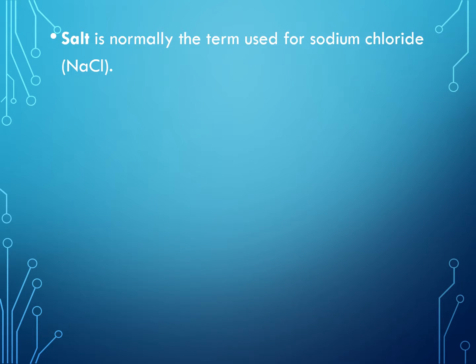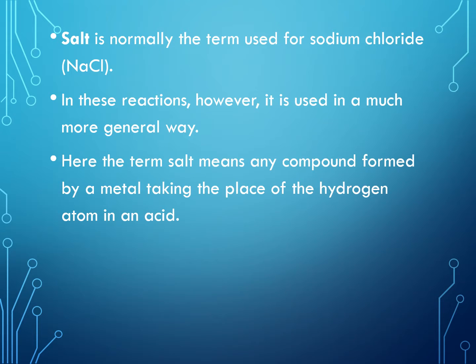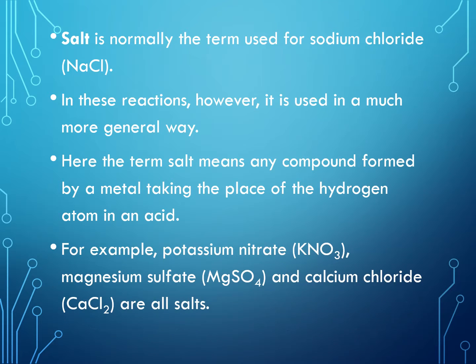Salt is normally the term used for sodium chloride, which is table salt, the stuff you put on your chips. In these reactions, it is used in a much more general way. A salt is simply a metal ion with a non-metal ion joined together to make a compound. So any compound formed by a metal taking the place of a hydrogen atom in an acid becomes a salt. And examples of these are potassium nitrate, magnesium sulfate, and calcium chloride. And these are all salts, and they can be formed by reacting an acid with a metal.